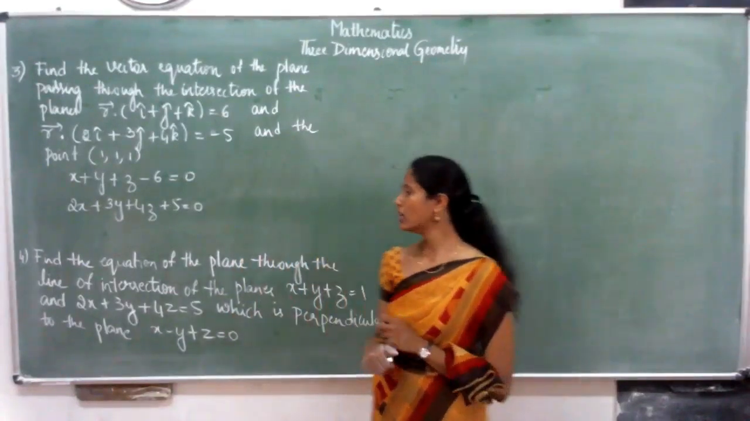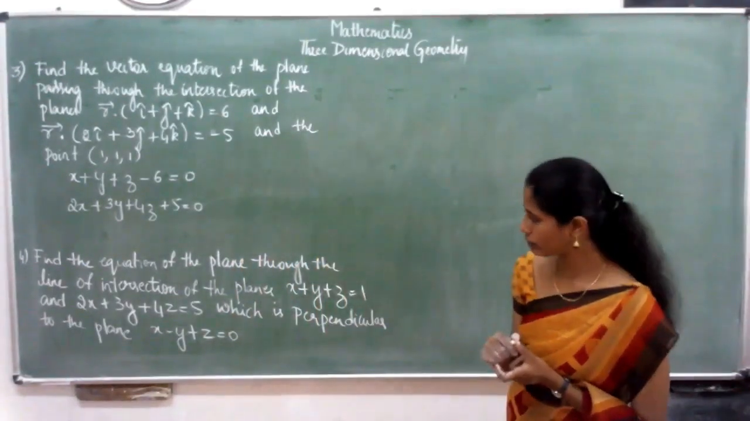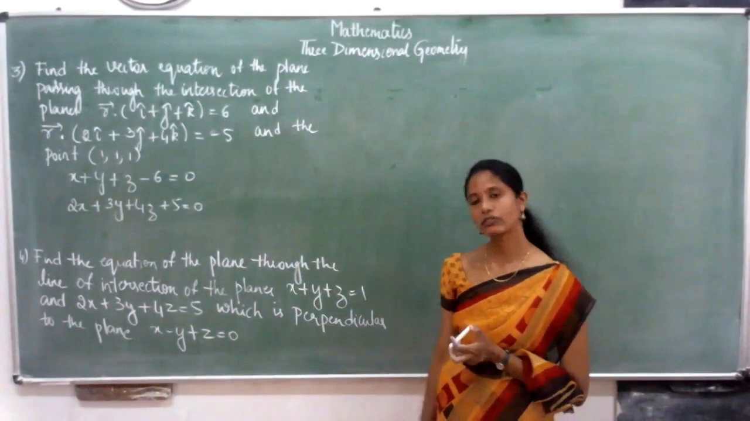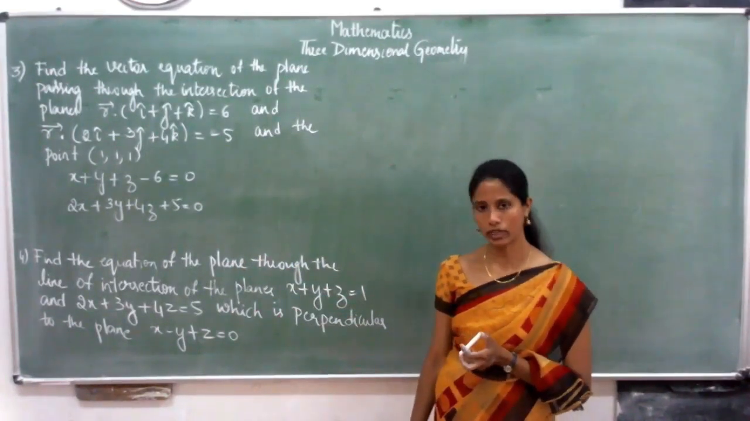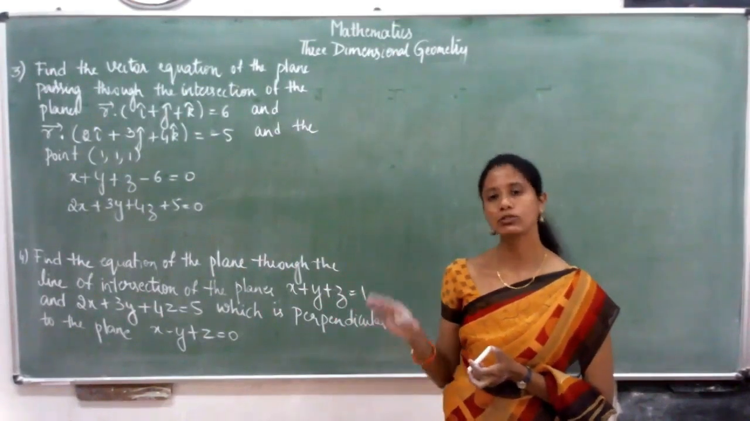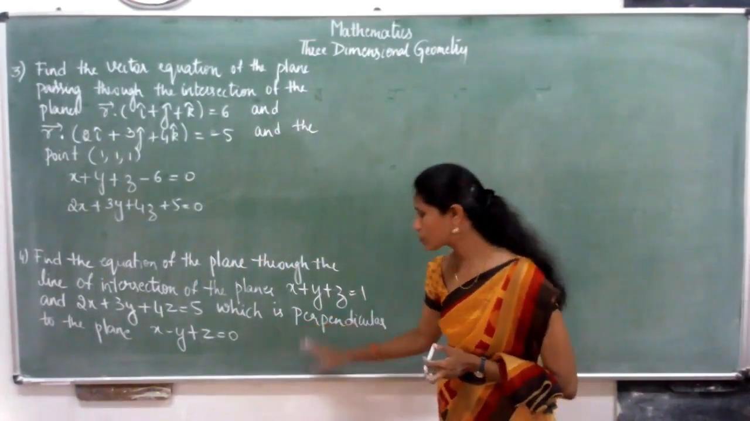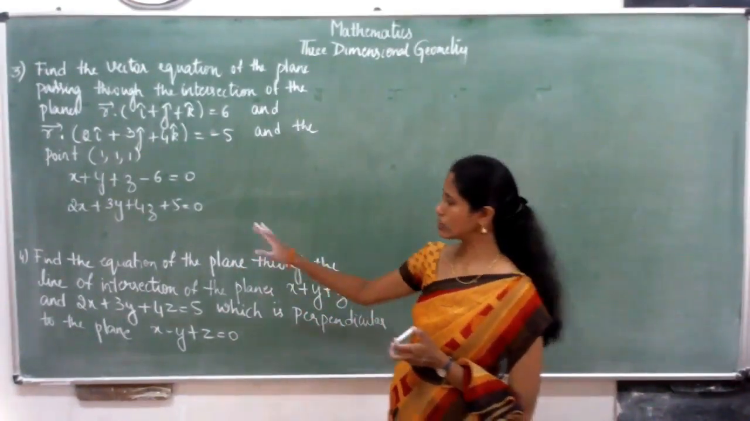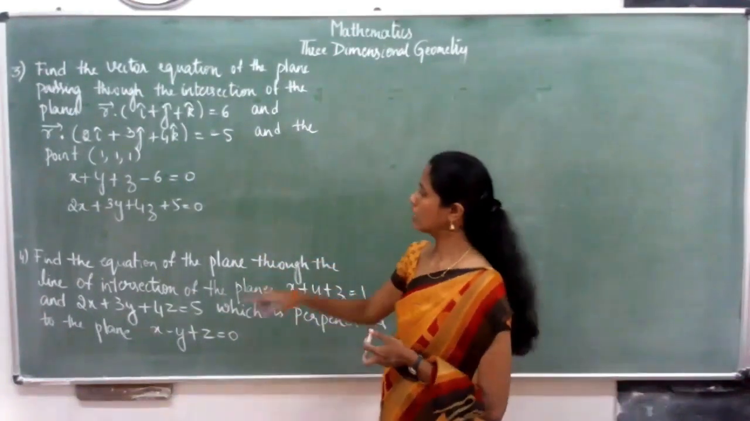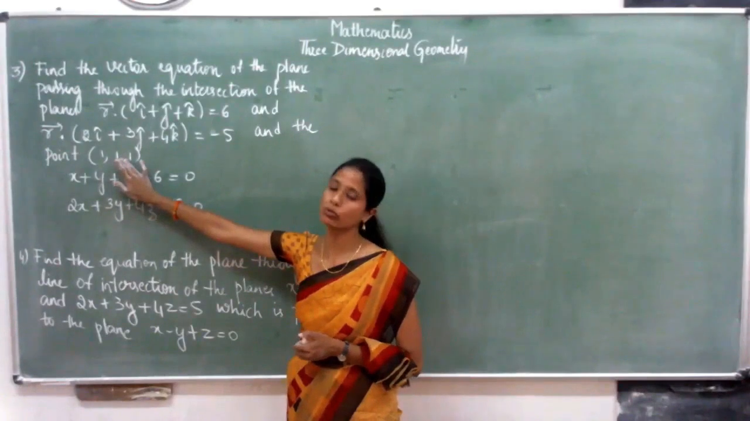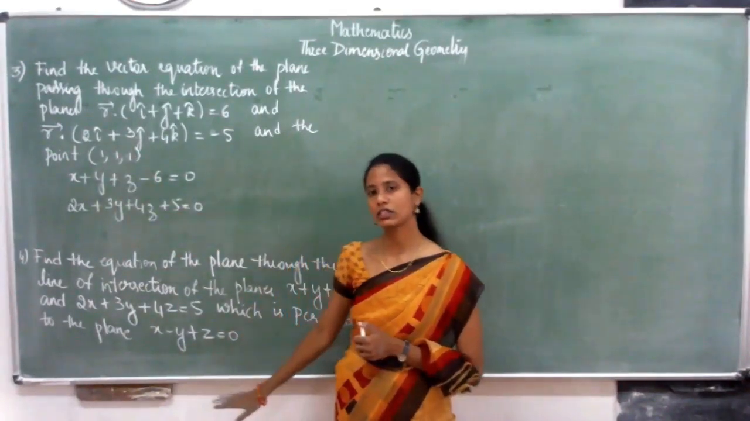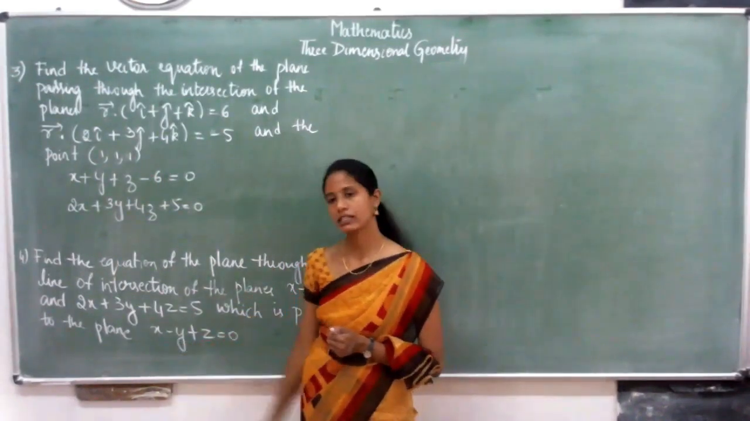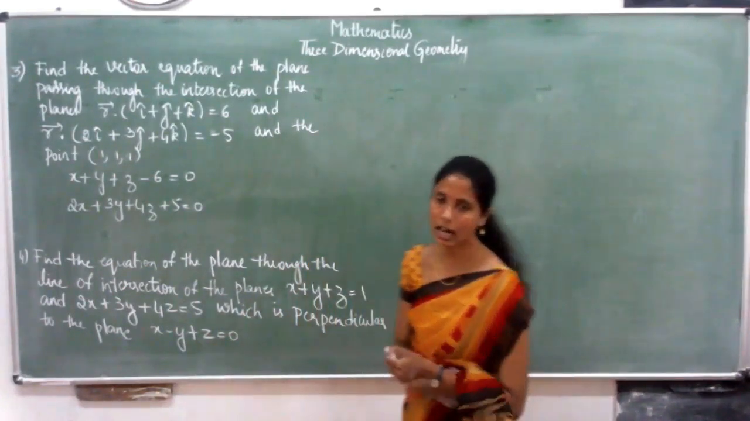Now next problem. Find the equation of the plane through the line of intersection of the planes x plus y plus z is equal to 1, and 2x plus 3y plus 4z is equal to 5, both given in Cartesian form, which is perpendicular to the plane x minus y plus z is equal to 0. The only difference between the last 3 problems and this problem is that in all of those, they mention the point through which the plane is passing. But here, instead of mentioning a point, they have given another clue, that it is perpendicular to the plane x minus y plus z is equal to 0. Let us see how to solve this problem.